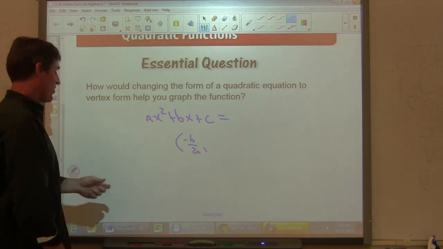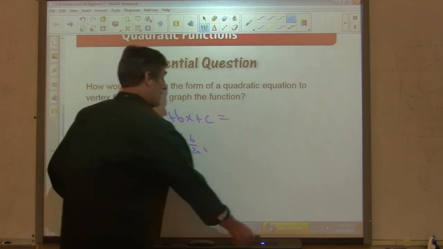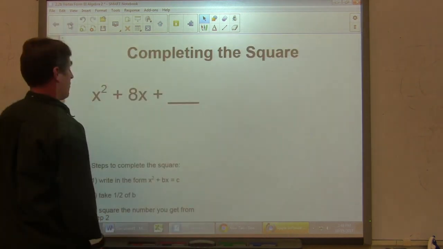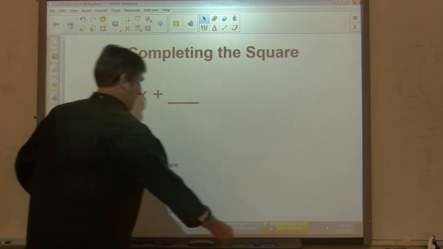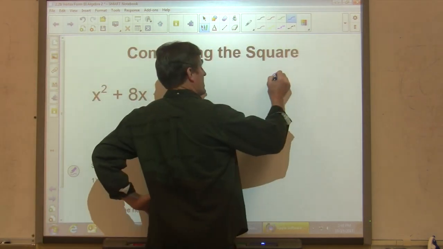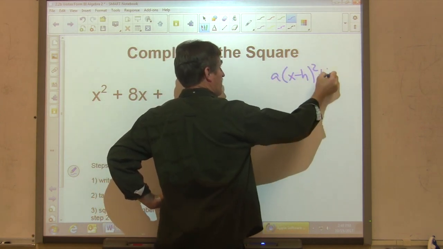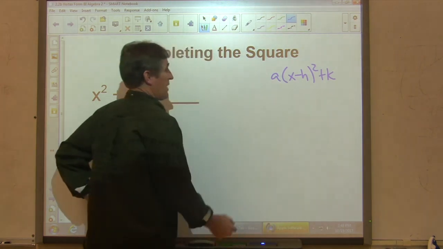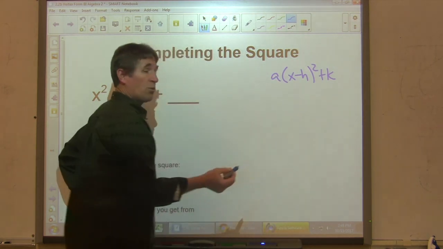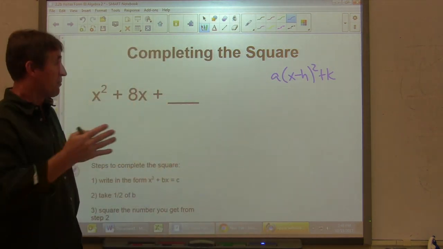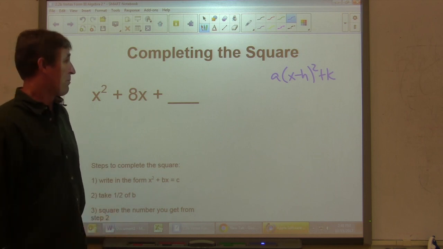So today we're going to look at vertex form. Remember, vertex form is a times x minus h squared plus k. Now everything we're going to do today, we're going to make a equal to 1 to make it a little bit easier to complete the square to get it in this format.